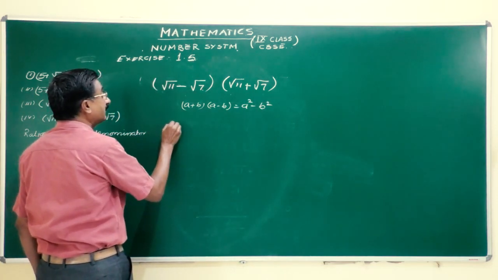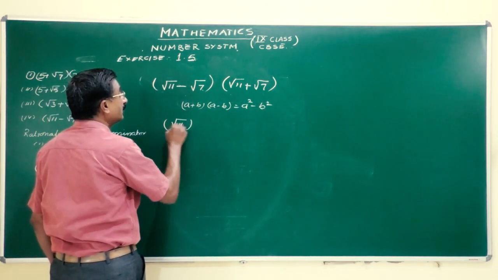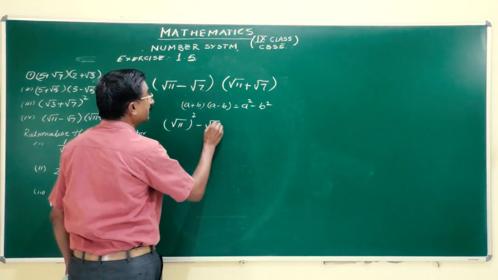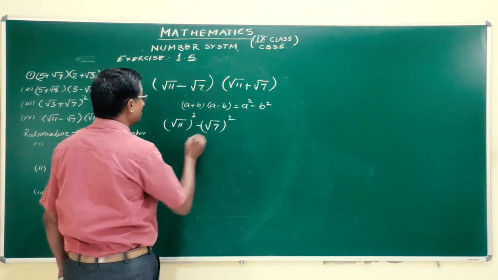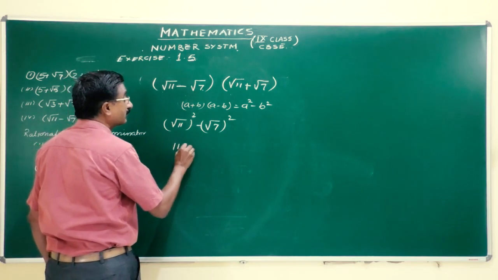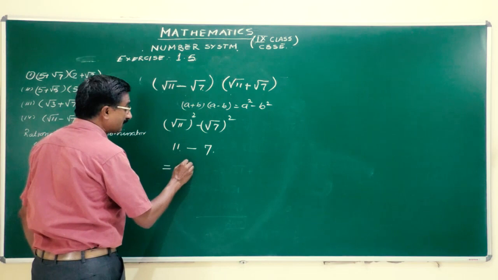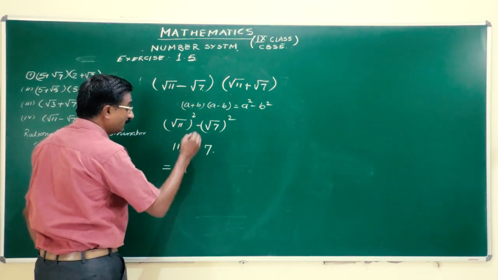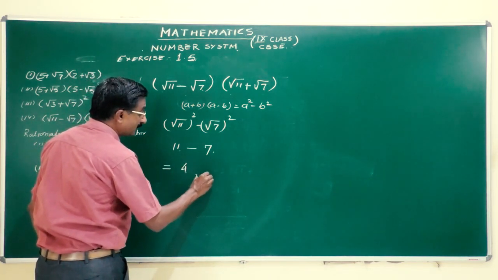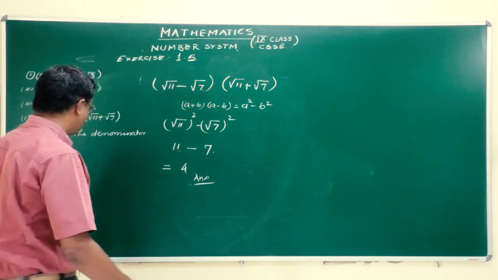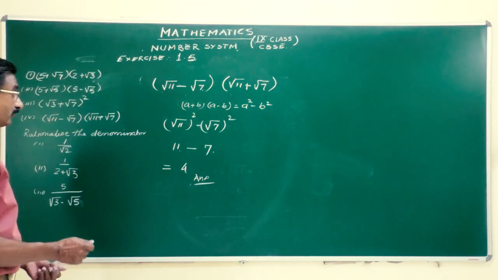using the identity, this is under root 11 whole square minus under root 7 whole square. Under root 11 whole square is equal to 11, under root 7 whole square is equal to 7. So 11 minus 7 is equal to 4. So this is the answer. Okay.